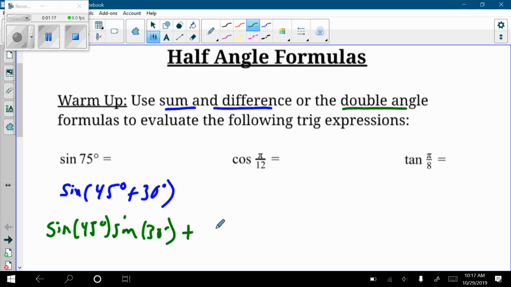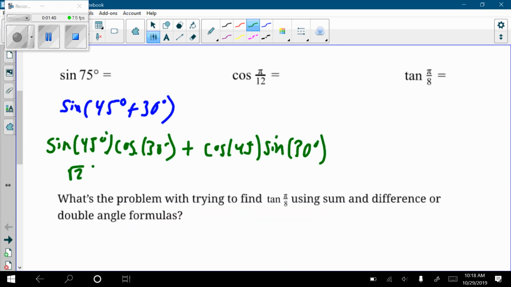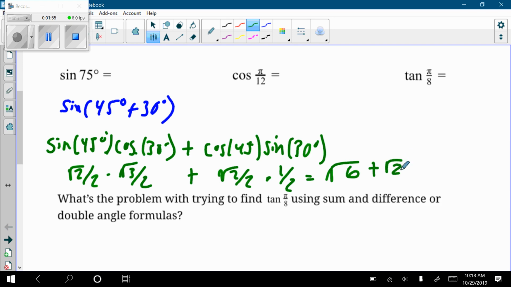Okay, so I'm just grabbing this from that pink sheet. Sine of the first angle times cosine of the second angle, plus cosine of the first angle times sine of the second angle. Let me go ahead and evaluate these. Okay. So root 2 over 2, root 3 over 2, root 2 over 2, 1/2. You guys know how to do this. You can practice this on your homework. Push it all together. We're going to get root 6 plus root 2, and that whole thing is over 4. And that's our answer here.